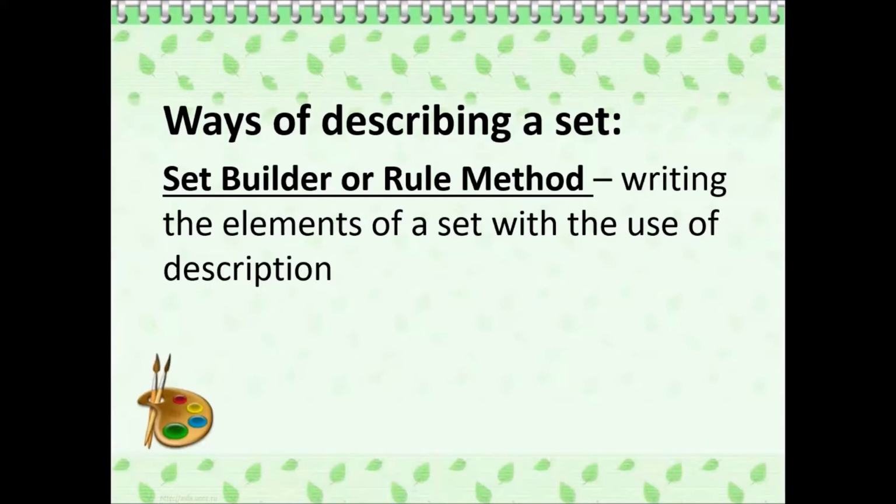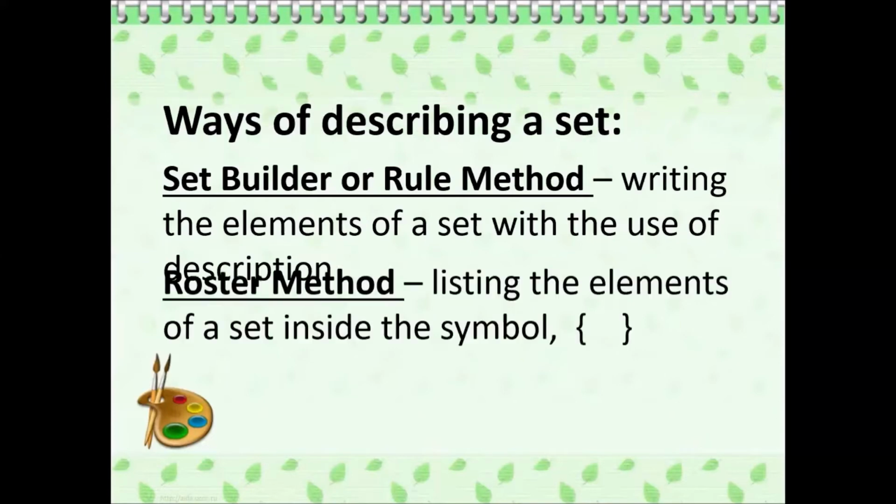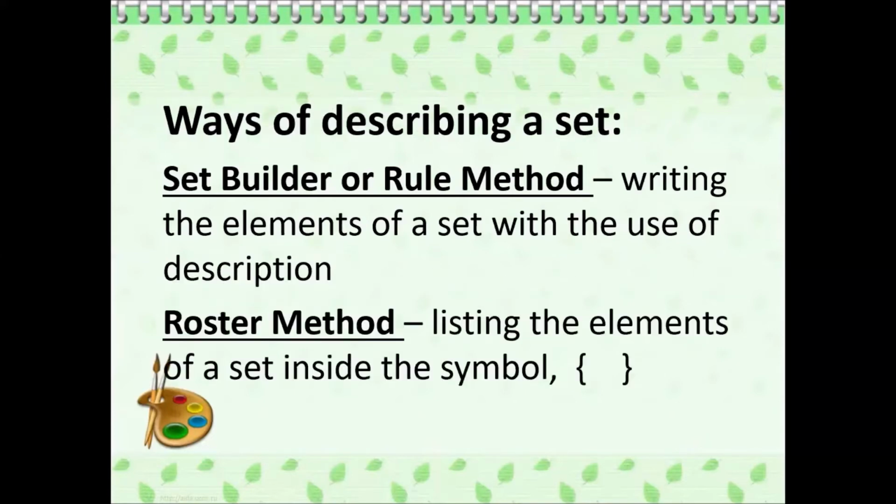The second way to describe a set is the roster method. It's very commonly used. It is listing the elements of a set inside the symbol of braces. So it may be a finite set or an infinite set. Again, we have 2 ways to describe a set: the set builder or rule method and the roster method.